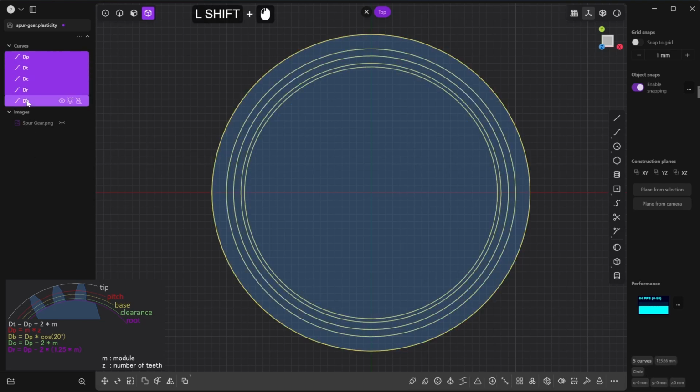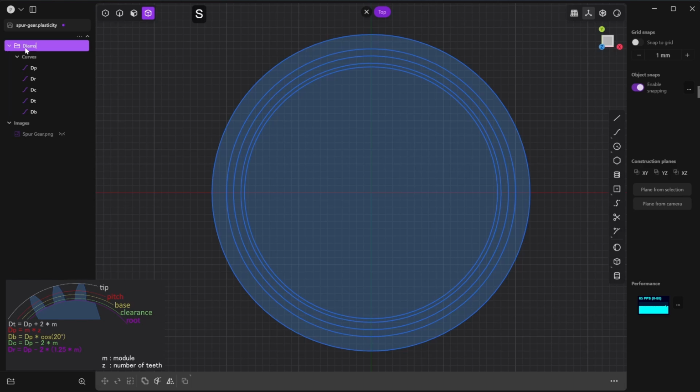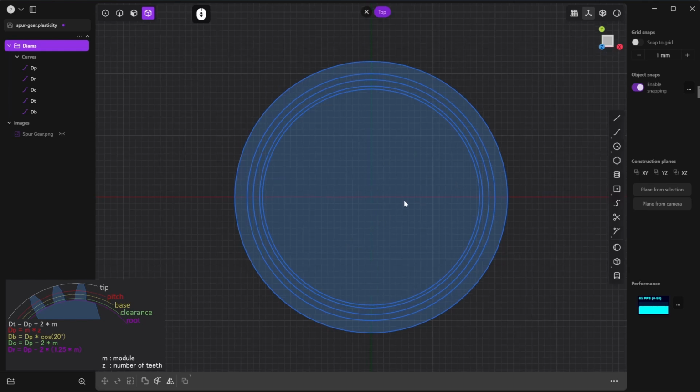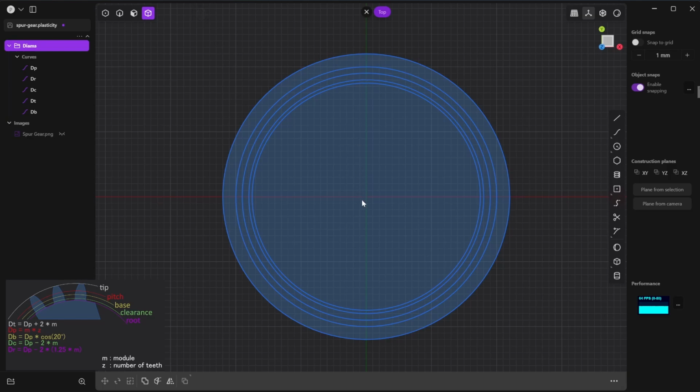Okay, let's group all these diameters. So from this point, we can start constructing the curve for the shape of the tooth. There are a few ways how this involute curve can be constructed. We can build all the construction points around the entire gear to be super precise, but I don't really need it at this moment, so I will use only a quarter of this circumference to calculate what we need.